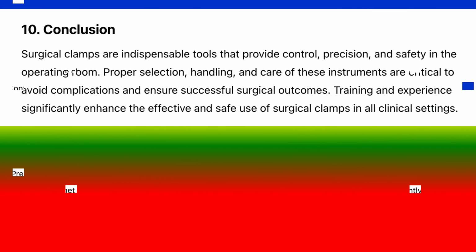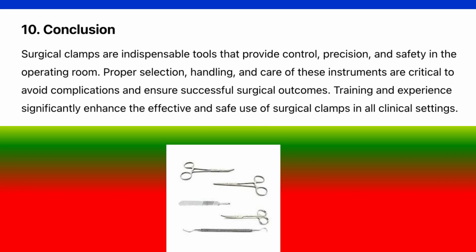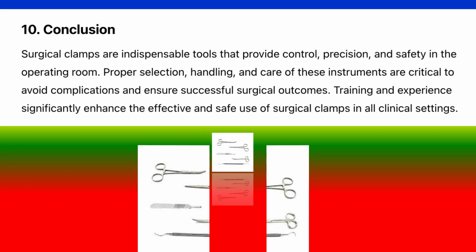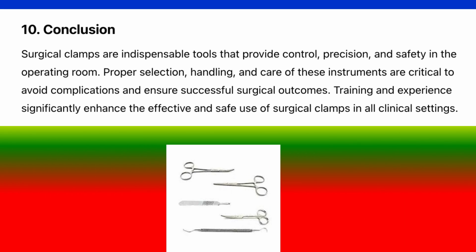10. Conclusion. Surgical clamps are indispensable tools that provide control, precision, and safety in the operating room. Proper selection, handling, and care of these instruments are critical to avoid complications and ensure successful surgical outcomes. Training and experience significantly enhance the effective and safe use of surgical clamps in all clinical settings.